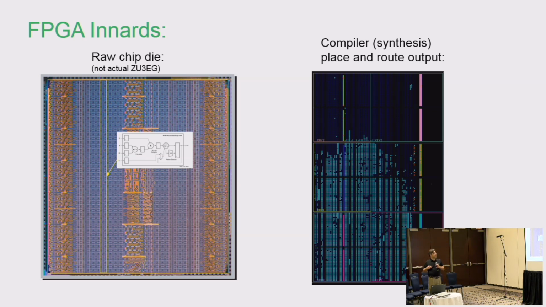Over to the right of that part is a compiler output. So this is not a chip. You write your source code, the compiler synthesizes it, and then does what's called a place and route. This is a diagram, kind of a summary. There isn't really a direct analogy back to the software world, but it's kind of like a linker map, in that it shows you the resources that your program used from the FPGA. So that's what that is.